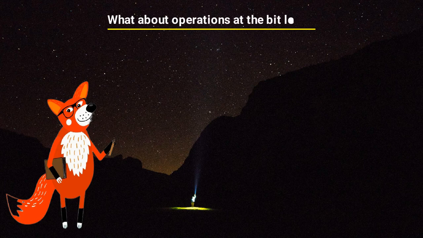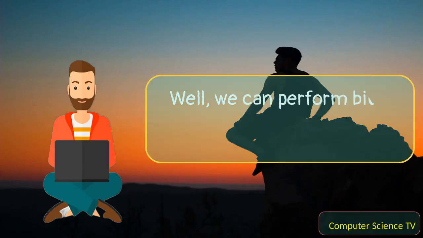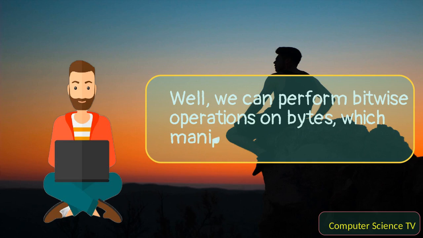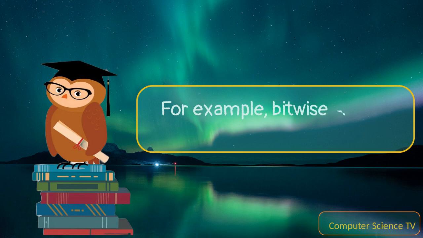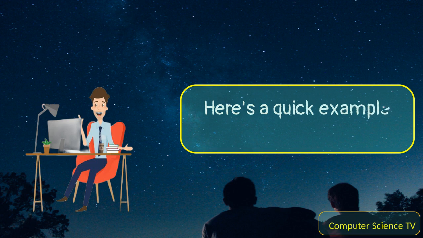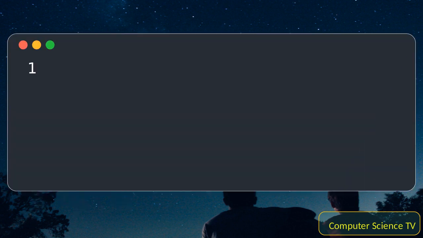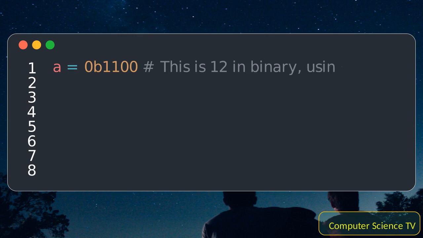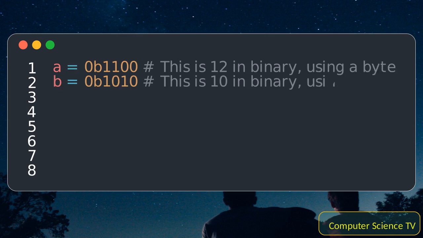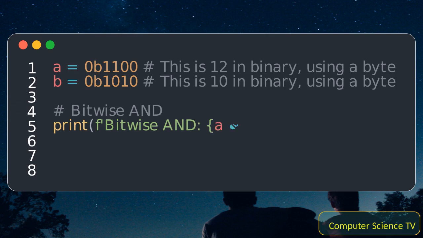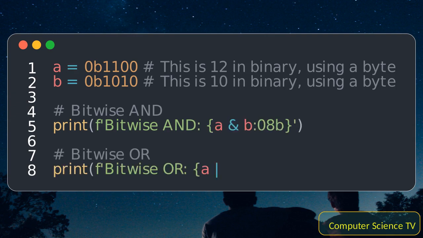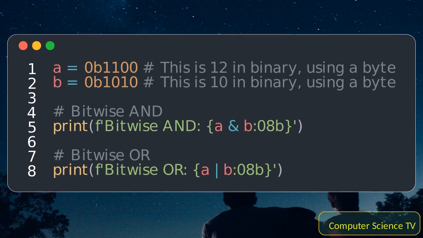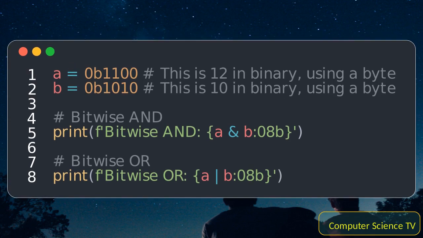What about operations at the bit level? Well, we can perform bitwise operations on bytes, which manipulate individual bits. For example, bitwise AND or XOR and NOT. Here's a quick example in Python. This would show the result of the operation on each bit within the byte.